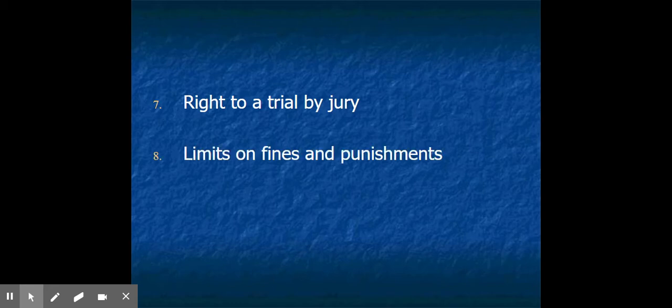Number 8 prohibits cruel and unusual punishment. So it sets limits for fines and punishments when it comes to court cases. You can still be punished. But for example, you're not going to receive the death penalty if you steal a loaf of bread. That's an excessive punishment for the crime. So that protects against things like that. There are limits to fines and punishments.